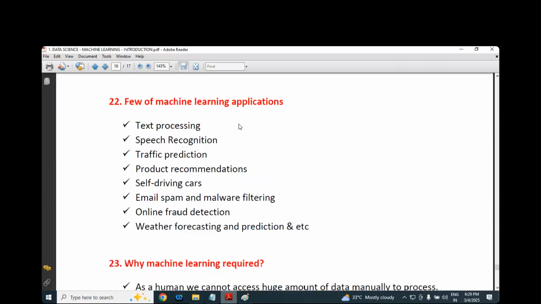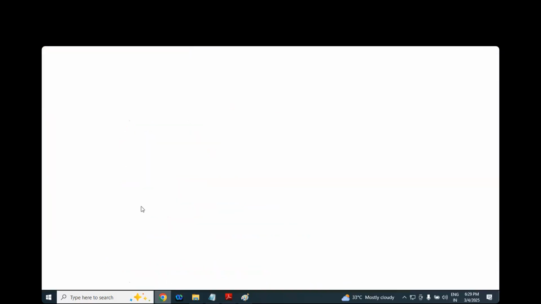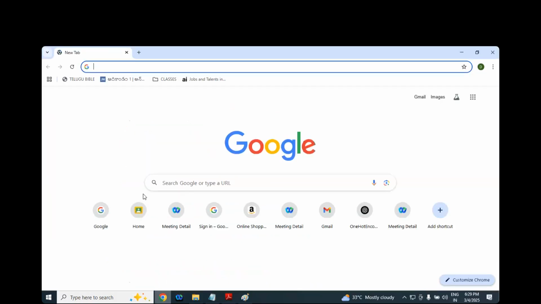Sir, a few machine learning algorithms. Text processing. If you have given the data, which one is the right word and which one is the wrong. Best example, go to Google. Even though you have spelled it wrong, it will process it. Text processing. The next one, what do you mean by text processing? I will tell you. Go to ChatGPT.